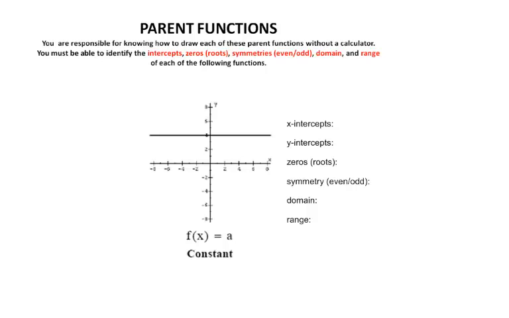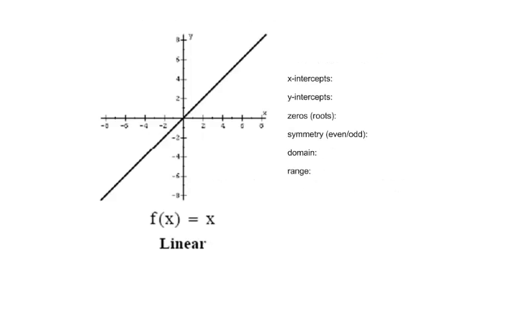All horizontal lines in the plane are going to be symmetric about the y-axis. Any function that is symmetric about the y-axis is an even function. We already talked about the domain and the range of this function. So there is the parent constant function known to us as a horizontal line.